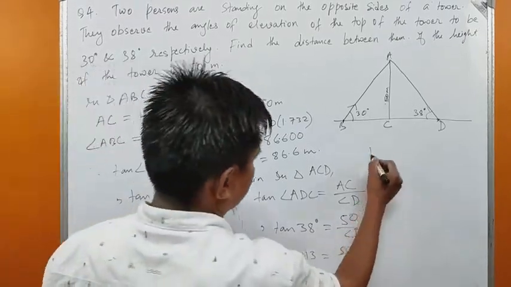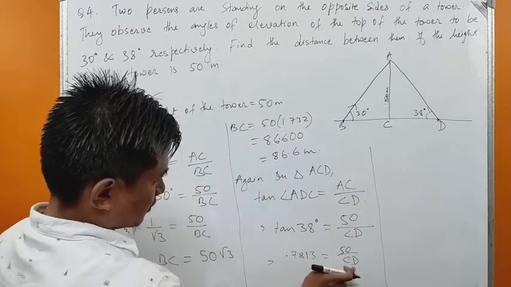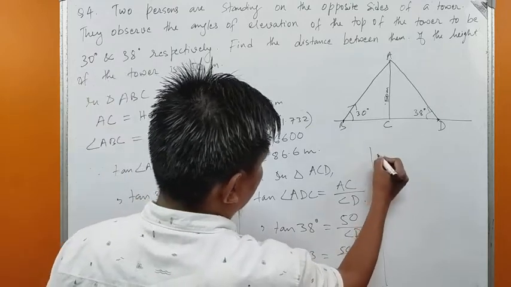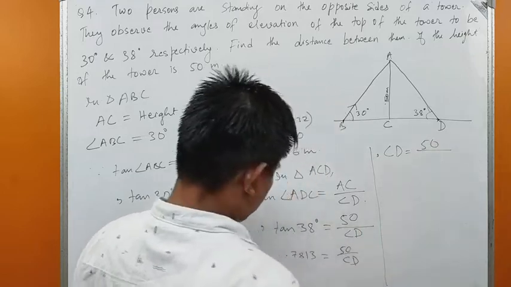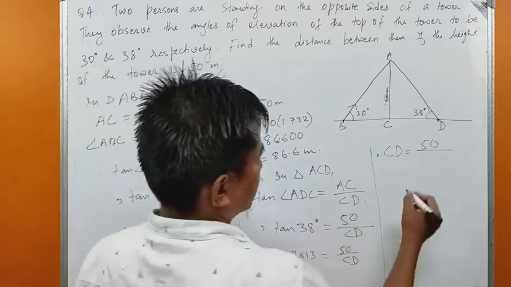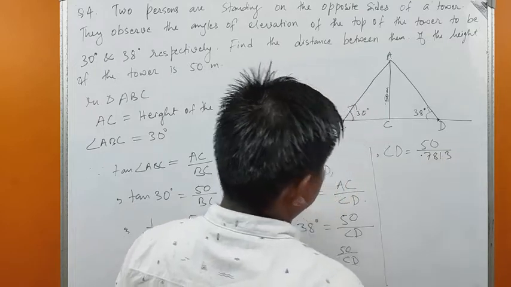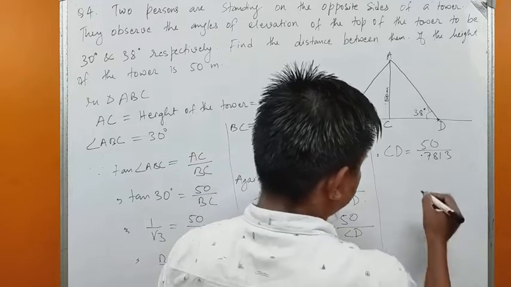Now we bring CD here, we just cross multiply. CD comes to the numerator, this number goes to the denominator, so CD equals 50 upon 0.7813.